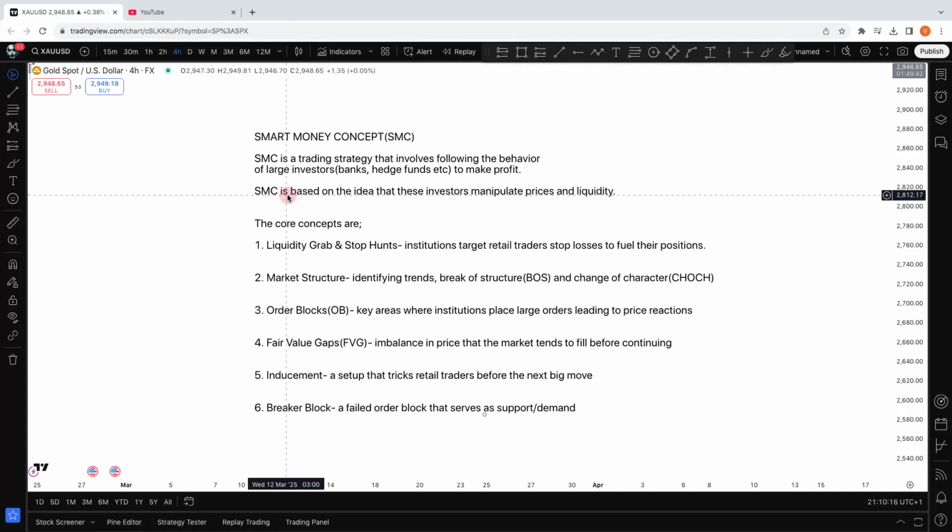So the SMC strategy is based on the idea that these investors manipulate prices and liquidity. Now, we have the core concepts of smart money. We are going to look at these concepts one after the other, and I'm going to show you how to combine all of these things to build quality trades on your chart.